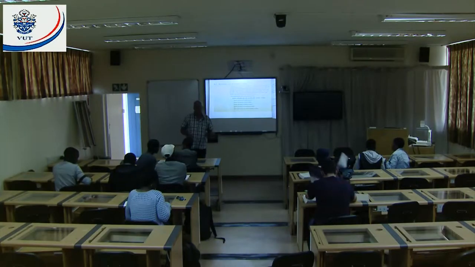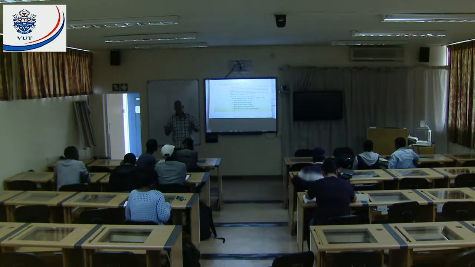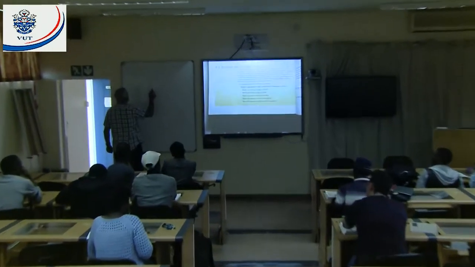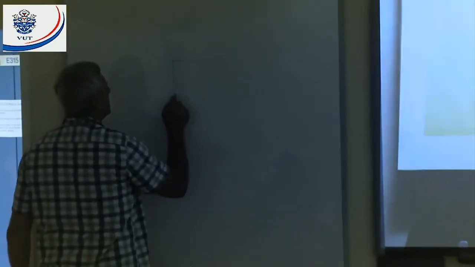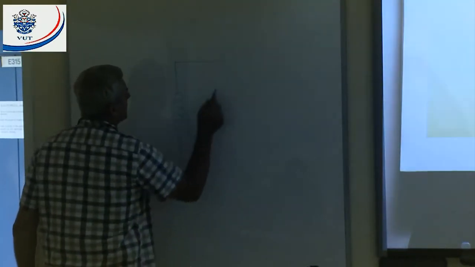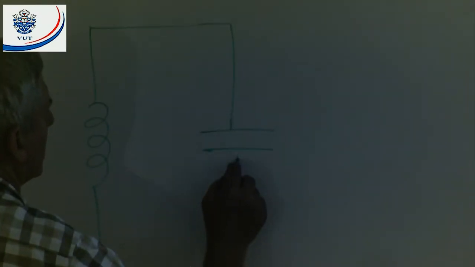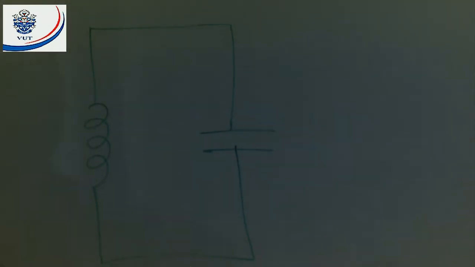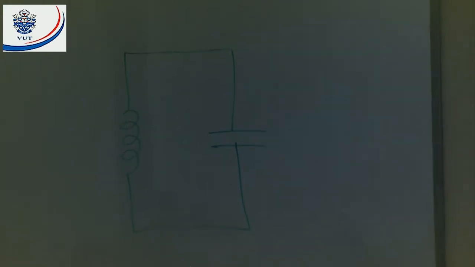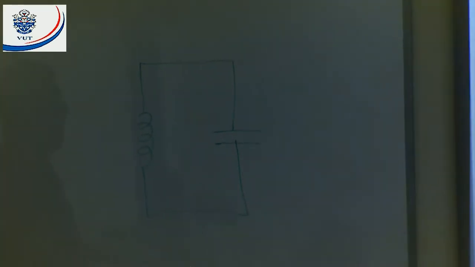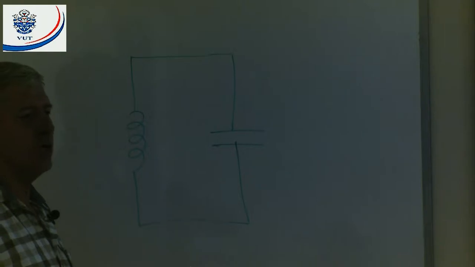How do these things work? I'm going to explain first what happens in an LC circuit. Let's say you've got a circuit like that. That's the LC circuit. Let's assume this capacitor was fully charged.